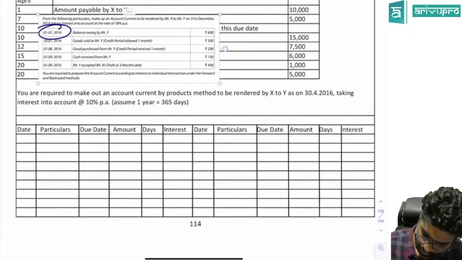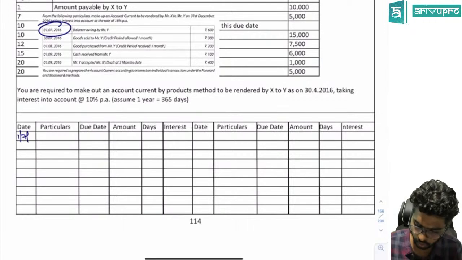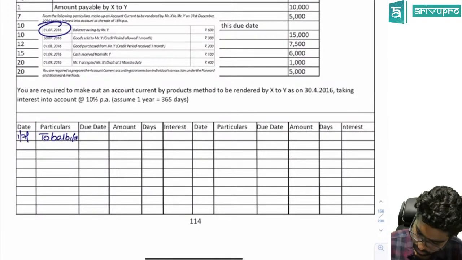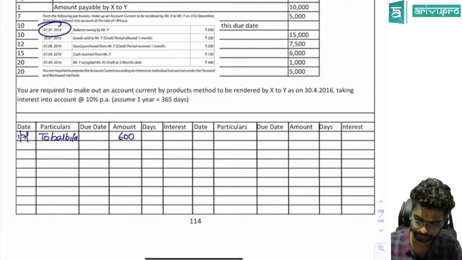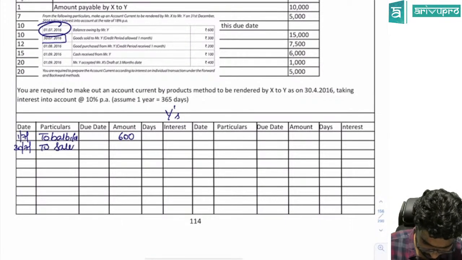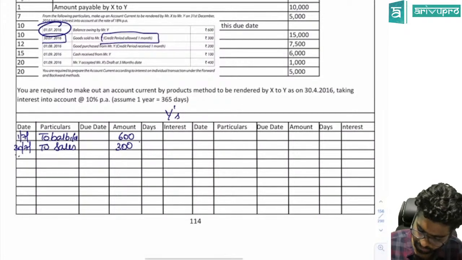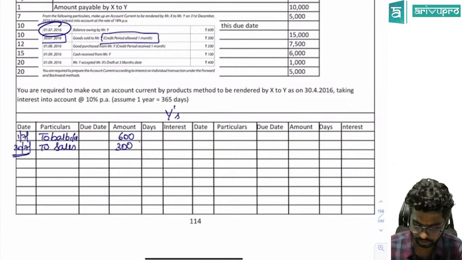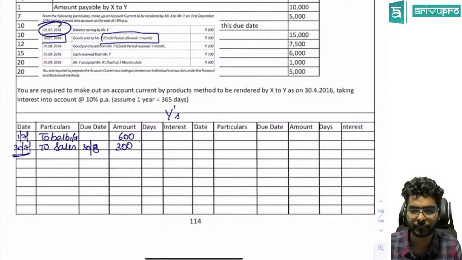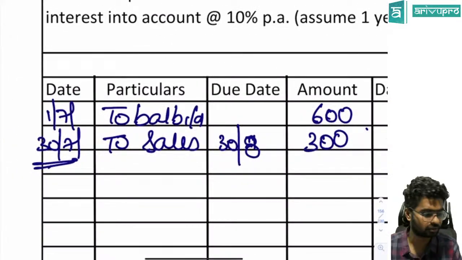Guys, everyone see here. My first date is 1st June, to balance brought down, amount 600. Next one, goods sold to Y. So I'm doing Y's account, so it will be to sales, 300. Now what is the due date? They're giving 1 month credit. So if he has sold on 30th July, 1 month will fall on 30th August. Yes or no? Guys, yes or no?